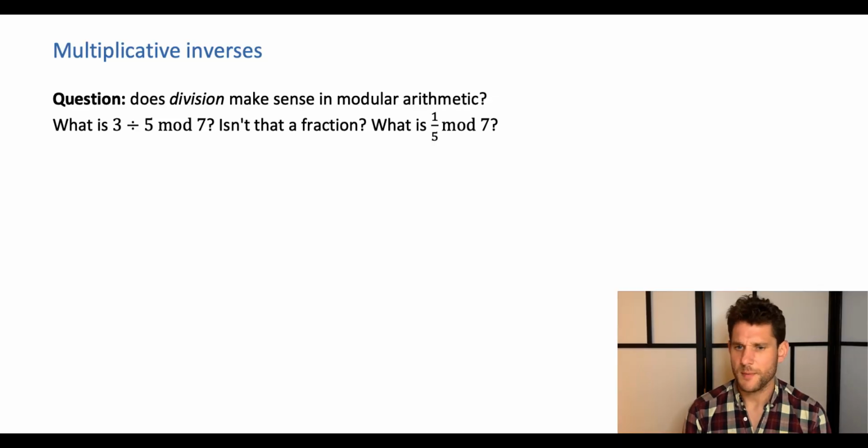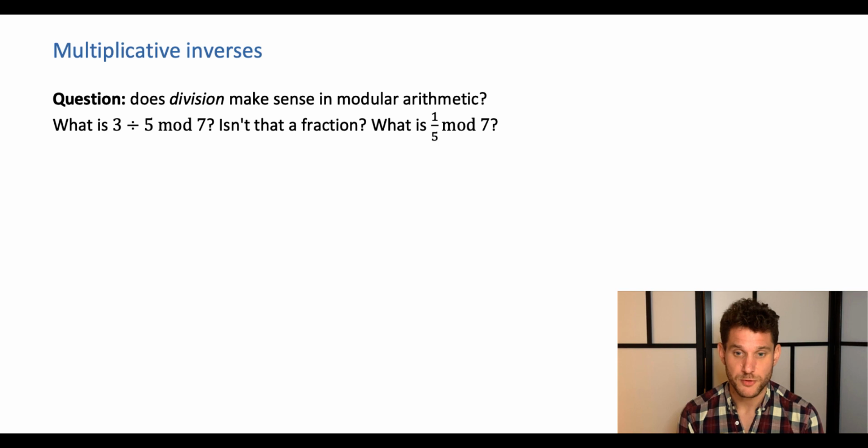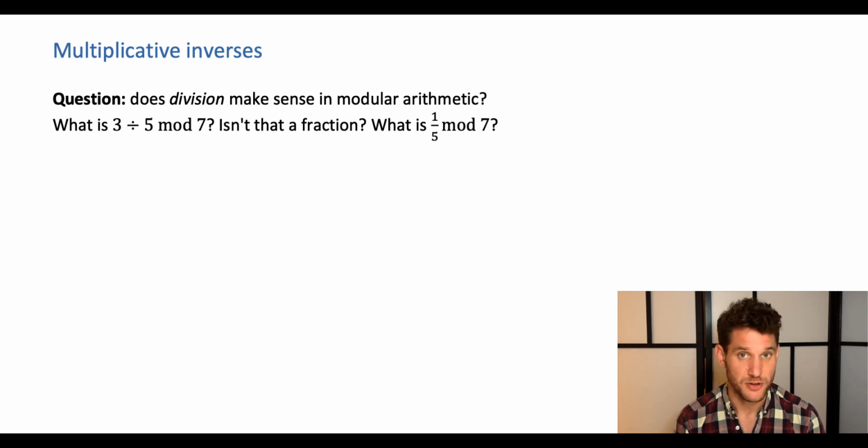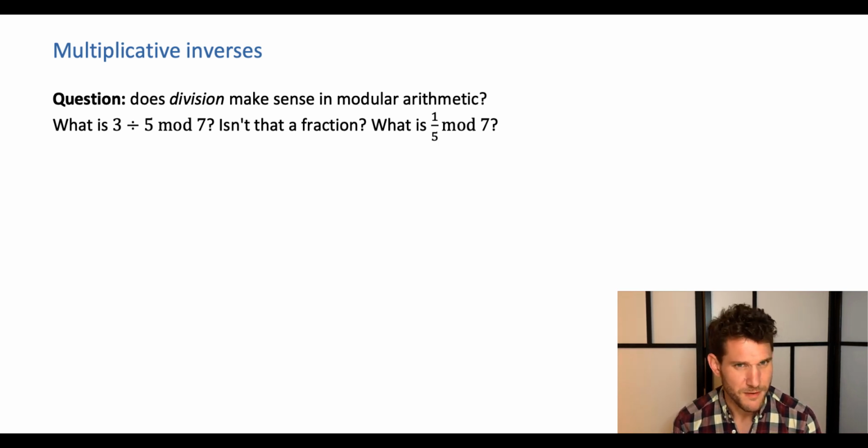So now let's talk about multiplicative inverses in modular arithmetic. So far I've talked about addition of numbers modulo n. I've talked about multiplication. Subtraction is also pretty straightforward. But what about division? What does it mean to divide two numbers in this modular arithmetic framework? Can I take 3 divided by 5 mod 7? Does that make sense? Isn't 3 over 5 a fraction? What does 1 over 5 mean mod 7?